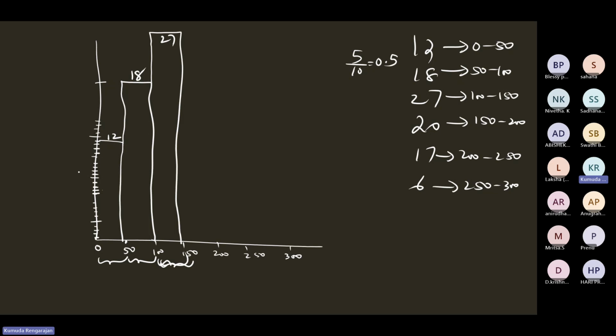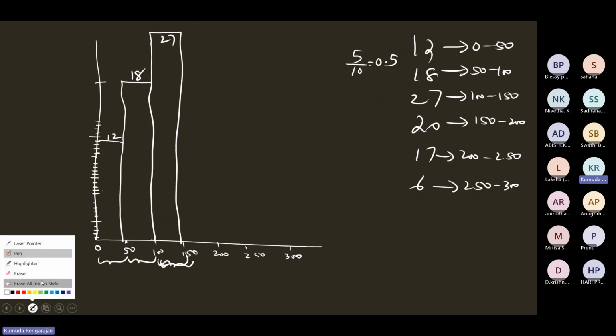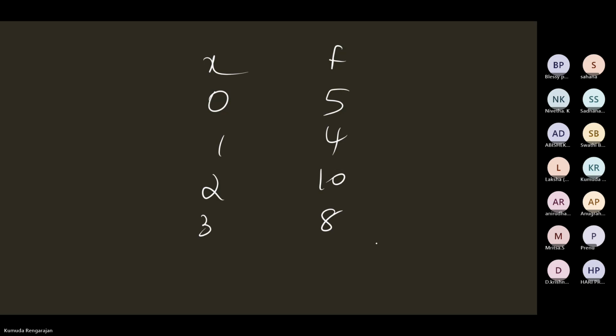That's all a histogram is about. A histogram is a graphical representation of a frequency distribution. So that means, frequency distribution with continuous class intervals. That means the frequency distribution must have class intervals. If the frequency distribution does not have class intervals, supposing you have an ungrouped frequency distribution like this, you have X values and F values, like number of children, no children, 5 families, 1 child, 4 families, 2 children, 10 families, 3 children, 8 families, like this.